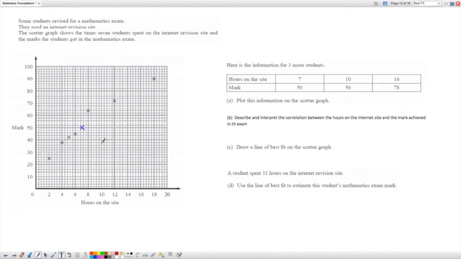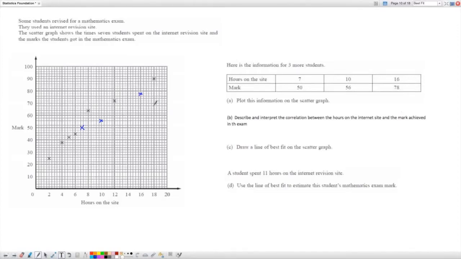We then have 10 hours on the site and 56. Looking here at 50, we then go up 1 to 52, 54, 56 here. Then for 16 hours on the site, we're going up to 78. So that's up to 80, go down 1 square that represents there, 78 for the mark.